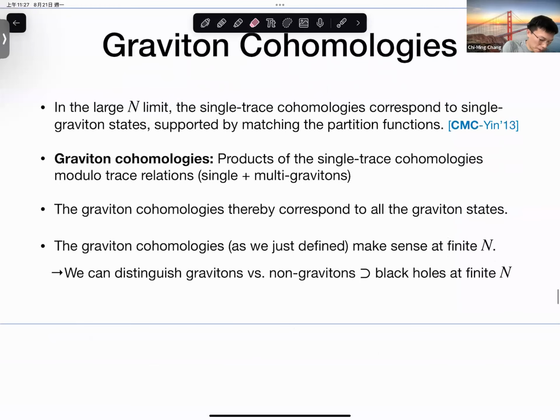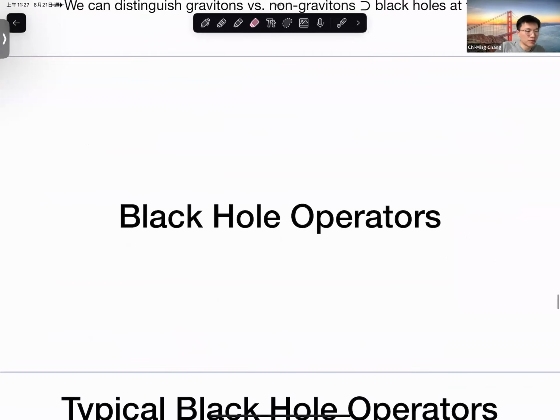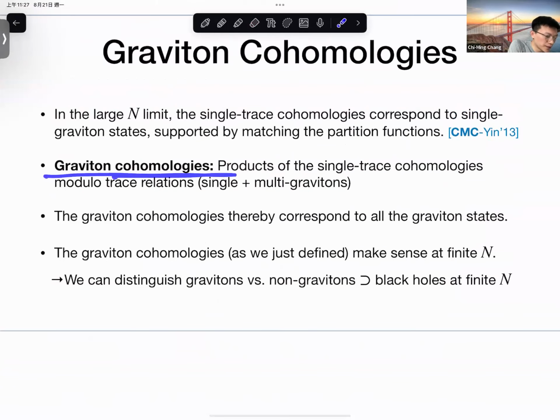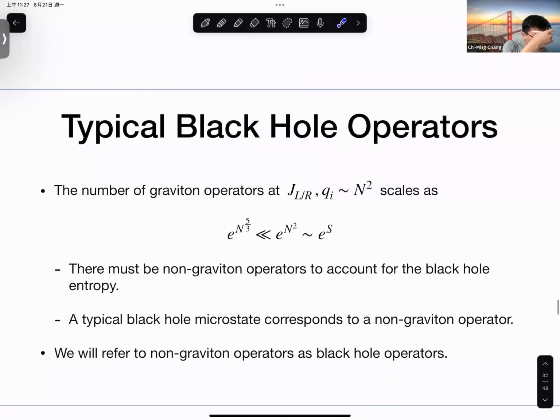Okay. Good. So now after introducing the graviton operators, we can look for something that is not graviton cohomology. First, we actually already know that the gravitons are not enough to give you enough states for black holes.